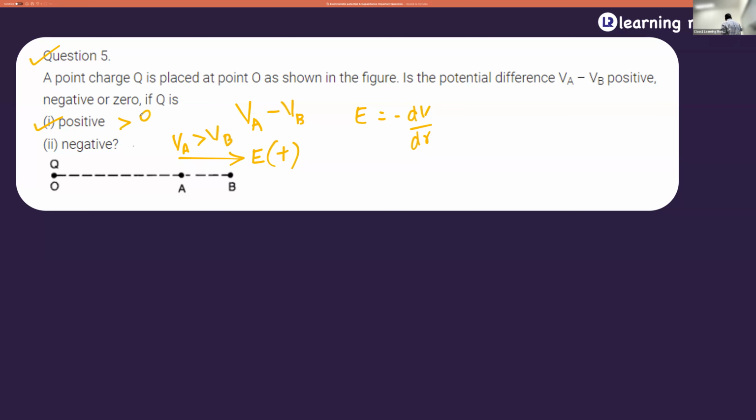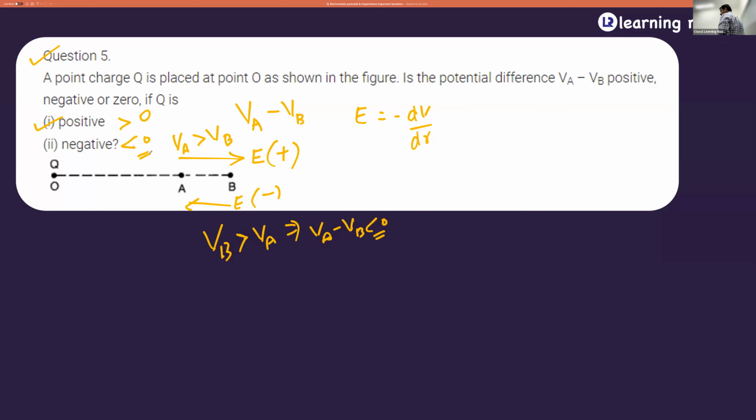So had the source charge been positive, then VA minus VB would have been positive. Had the source charge been negative, then what would have been the direction of electric field? This would have been the direction of electric field, where VB would have been greater than VA, because electric field is directed from higher to lower potential. So when VB is greater than VA, this implies that VA minus VB would have been less than 0. So in this case, answer would have been less than 0.